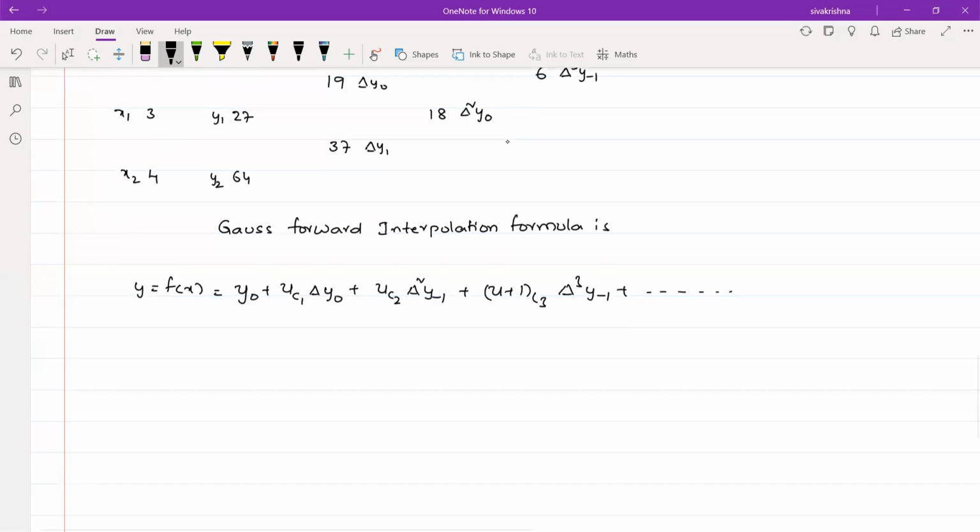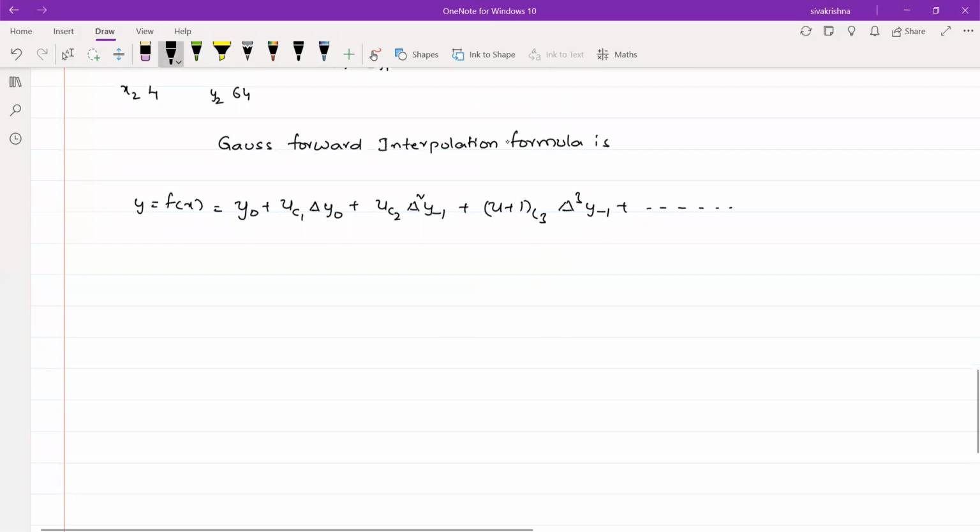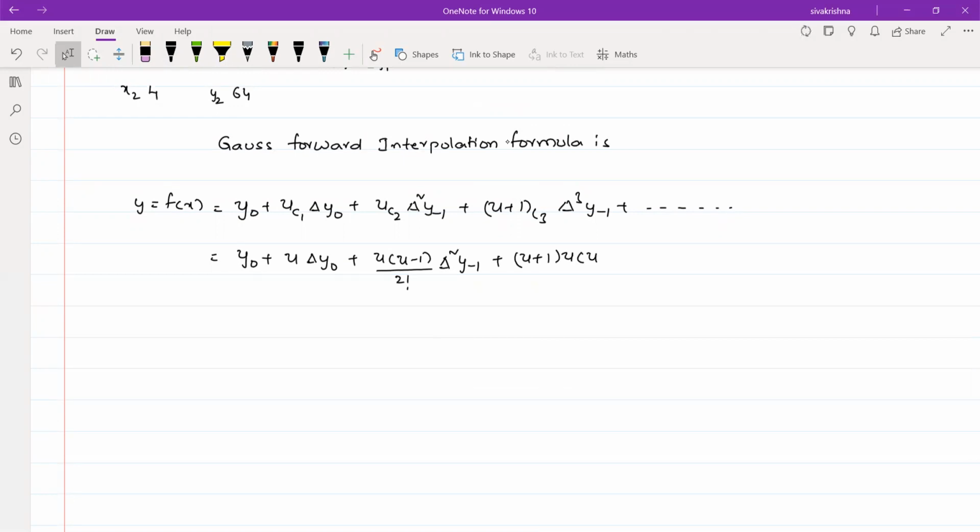Okay. So after that we have to simplify this formula. This is y naught plus uC1, which is u into delta y naught, plus uC2, which means u into (u minus 1) by 2 factorial into delta square y suffix minus 1, plus (u plus 1)C3, which means (u plus 1) into u into (u minus 1) by 3 factorial into delta cube y suffix minus 1. Okay. So now we have to write the values from seeing the table.